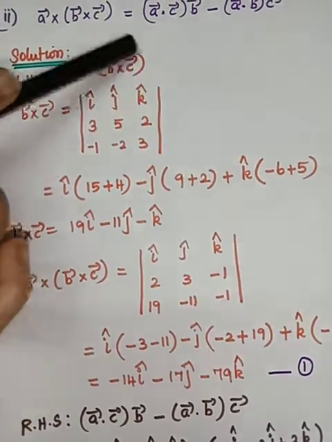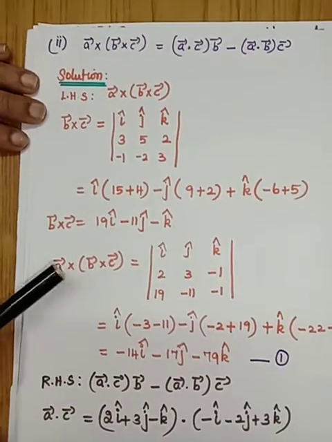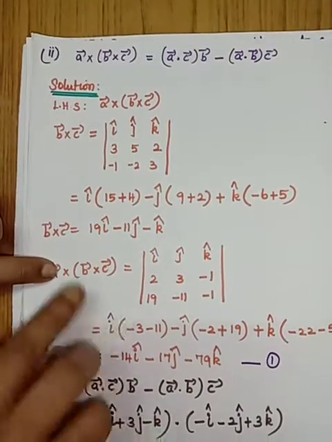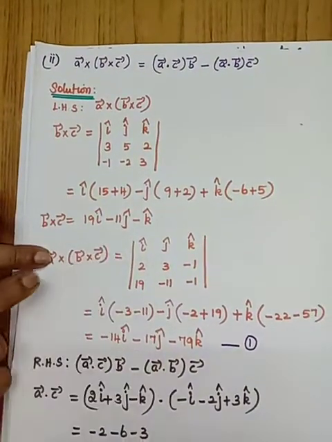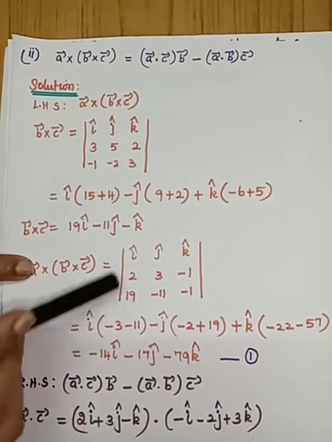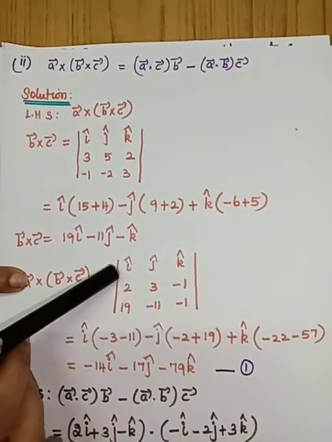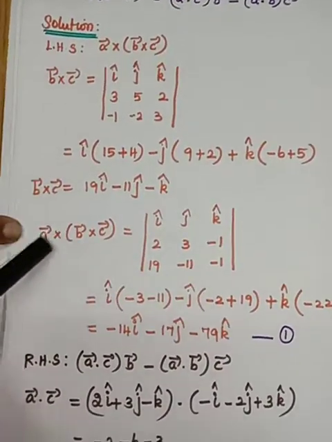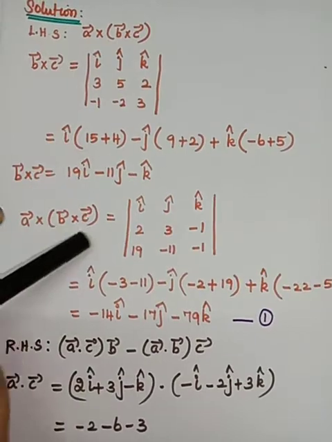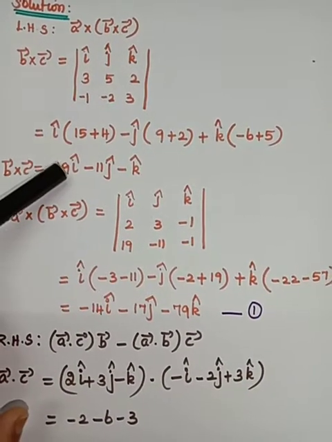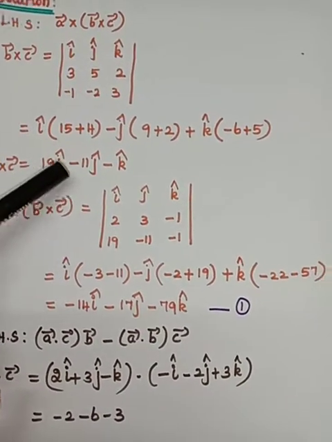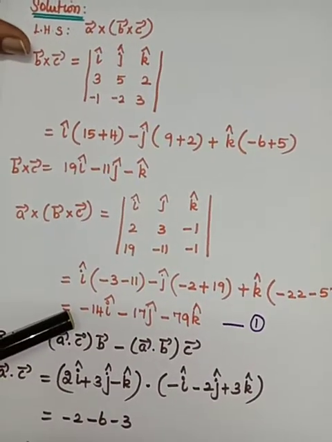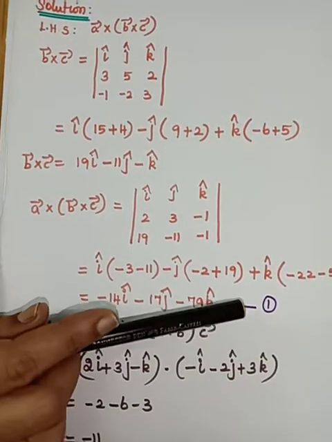Next, you have to consider the whole term a vector cross b vector cross c vector. A vector is a first vector, b vector cross c vector is a second vector. In between you are having cross. So again you have to evaluate using the determinant. First row i j k, second row you have to write the components of a vector. Then the third row you have to write the components of b vector cross c vector. What is it? 19, minus 11, minus 1. So when you expand by R1 you will get the answer. So left hand side is over. So you call it as 1.